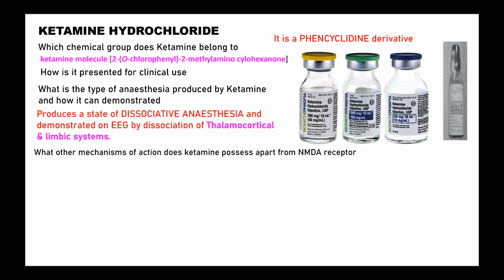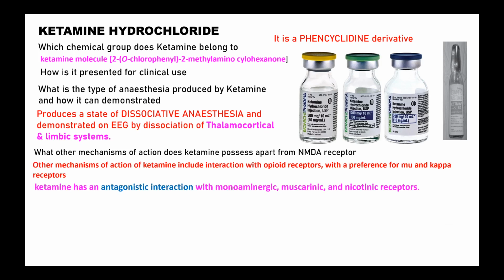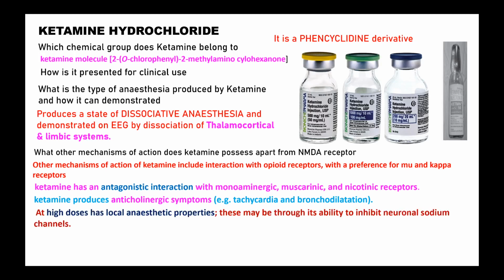What other mechanism of action does ketamine possess apart from its action on the NMDA receptor? Opioid receptors. Ketamine interacts with opioid receptors, with preference for mu and kappa receptors, and also has antagonistic interaction at monoaminergic, muscarinic, and nicotinic receptors. It has anticholinergic symptoms, tachycardia and bronchodilatation, and at high doses, local anesthetic properties. It may be through its ability to inhibit neuronal sodium channels.